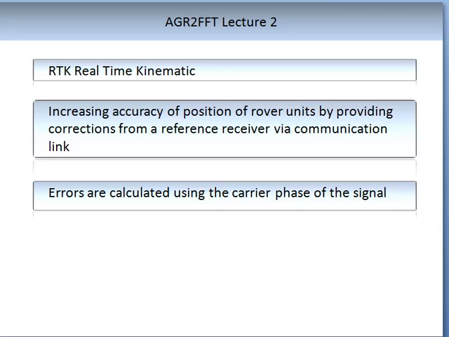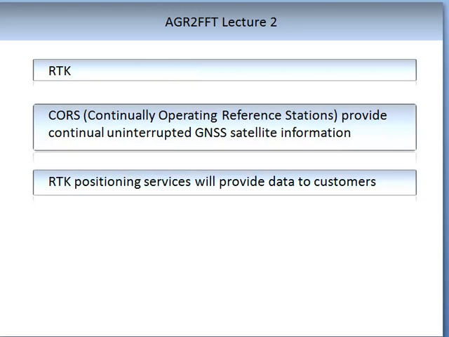RTK, or real-time kinematic, is a facility that increases the accuracy of the position of roving units by providing corrections from a reference receiver via a communication link. Errors are calculated using the carrier phase of the signal, and this in turn increases the accuracy of the position. Continually operating reference stations act as part of the RTK network, and they can provide continued uninterrupted differential GNSS satellite information, thus resulting in greater accuracy.